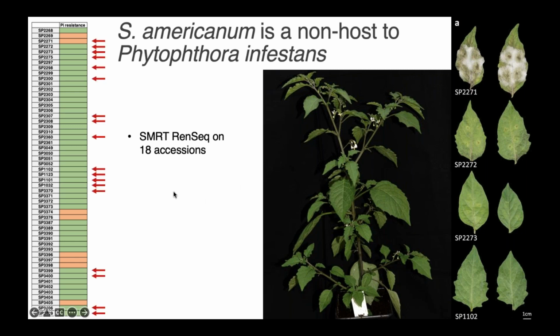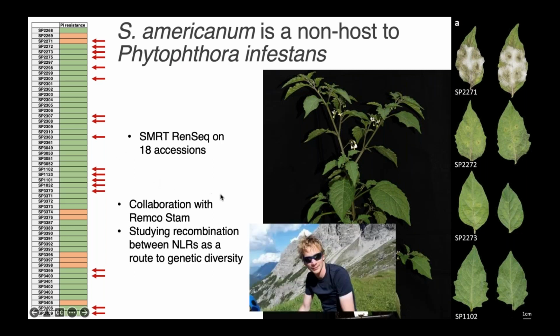We've built up quite a variety of genetic resources for americanum. We've performed RenSeq on 18 different accessions, selected based on interesting resistance phenotypes, or our lab susceptible at the top, which is 2-7-1. We use this data not just to clone resistance genes, but also in collaboration with others. We're currently collaborating with S.am, whose lab is based in Germany, and he's studying recombination between NLRs as a route to genetic diversity. He's using our 18 RenSeq data sets to do this.